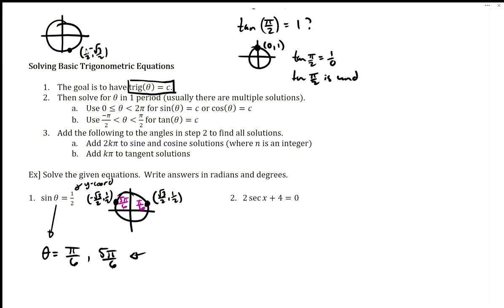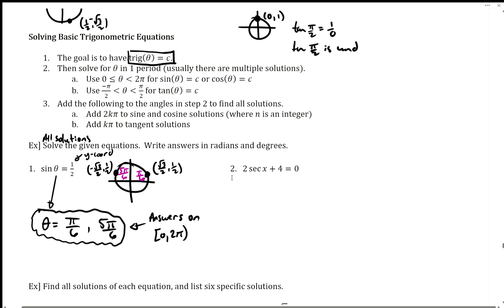Now, depending on how they want us to write the answers. So on this problem, it says solve. So that means we will find all solutions. That's not what we currently have. So this answer right here, then I'm going to cloud. And they might want this anyway on other problems. These are the answers on 0 to 2 pi. Okay, so using our radians, that's 0 to 2 pi.